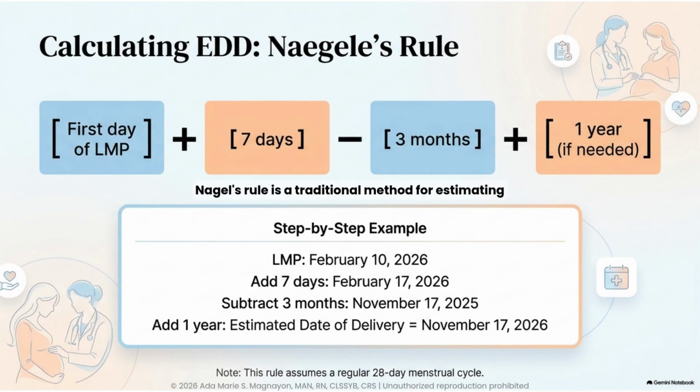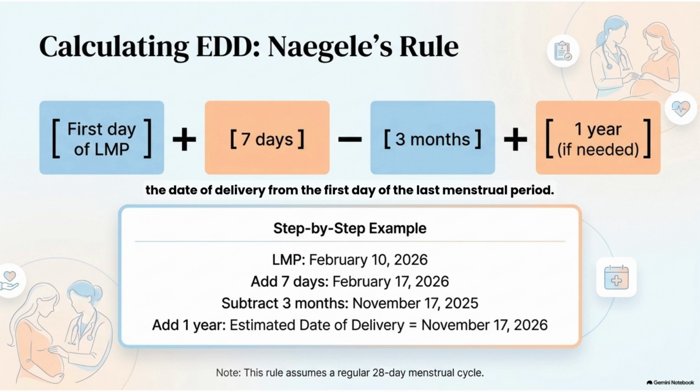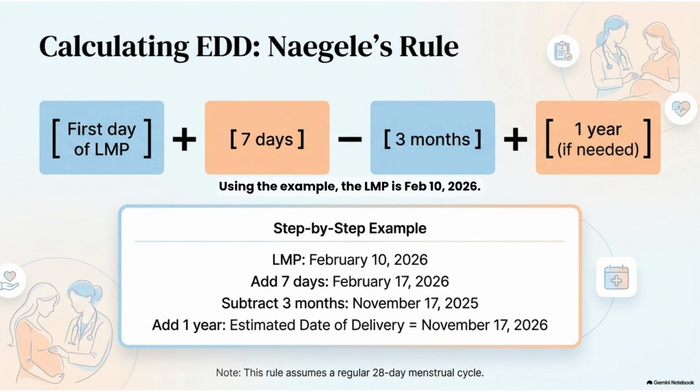Naegele's rule is a traditional method for estimating the date of delivery from the first day of the last menstrual period. Add 7 days, subtract 3 months, and add 1 year. Using the example, the LMP is February 10, 2026. Add 7 days, giving February 17. Subtract 3 months, giving November 17, 2025. Then add 1 year. The estimated date of delivery is November 17, 2026.